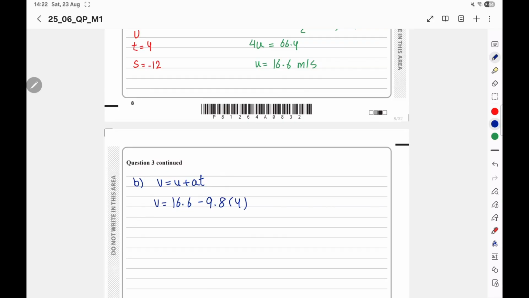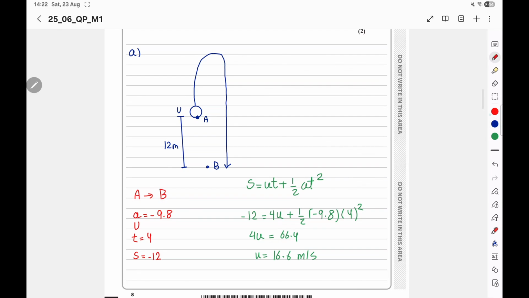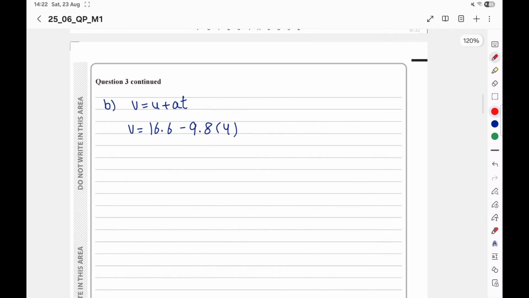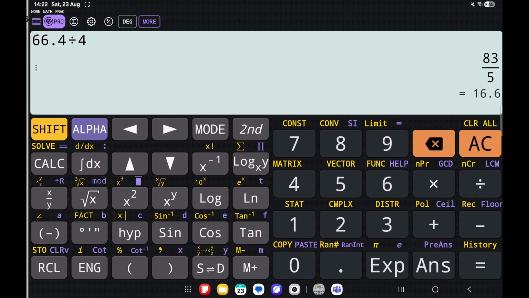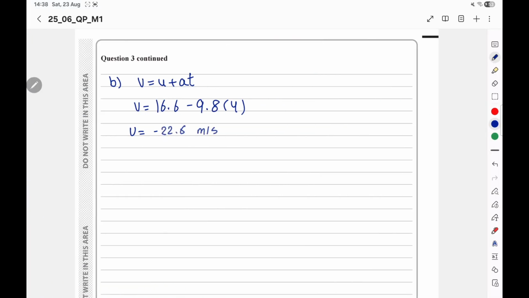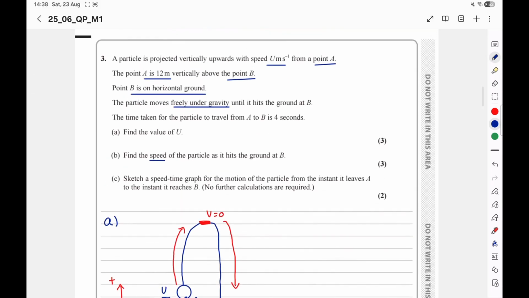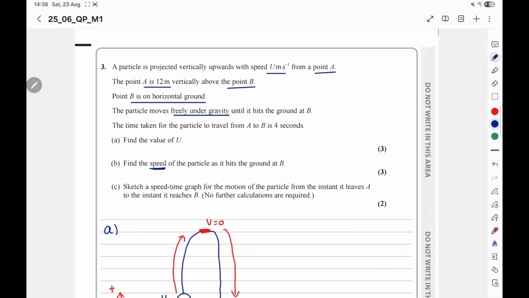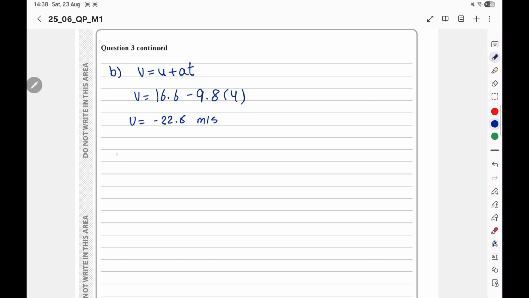And for sure the velocity will be negative, because the final velocity at B is in the negative direction. The first direction of motion, which is upward, is positive. The opposite direction, down, is negative. So no wonder why the velocity will be negative. 16.6 minus 9.8 multiplied by 4 is negative 22.6. But don't forget, he's asking for the speed. The speed is a scalar quantity, so I have to write the absolute value of the final velocity. Speed is equal to positive 22.6 meters per second.